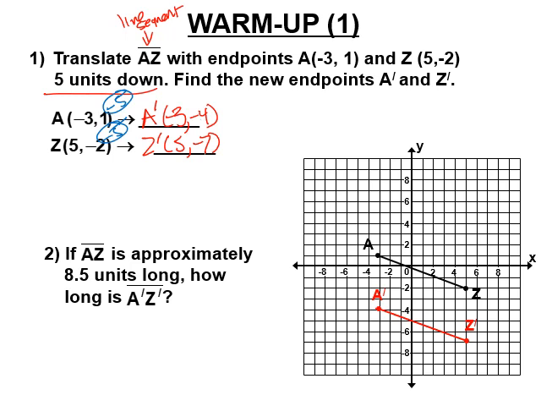If line segment AZ is approximately 8.5 units, how long is line segment A prime Z prime? Well, this is sort of a trick question. It's 8.5 units. The idea is that they are congruent, is what you need to know. And that is part of the standard.